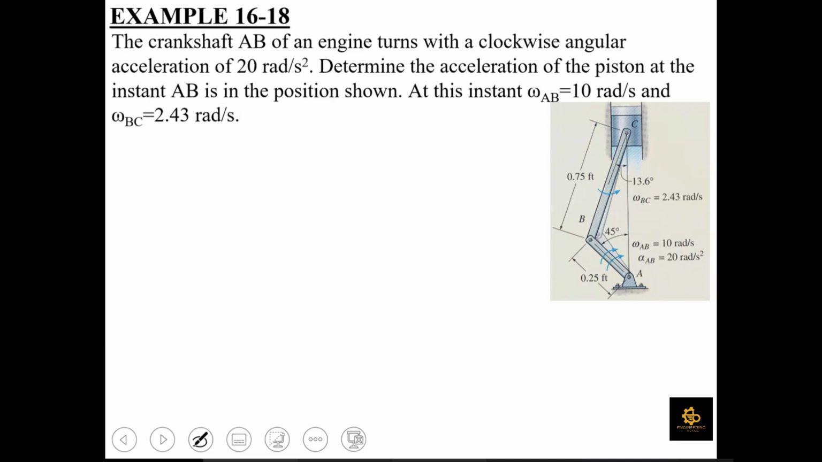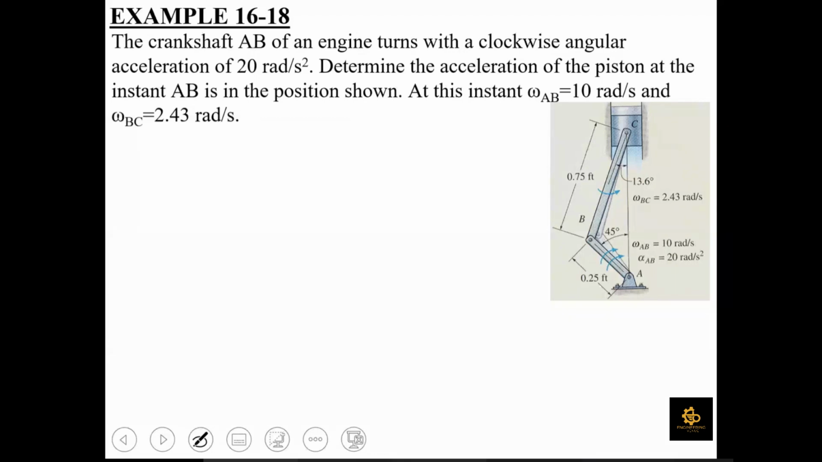Yes, sir. Okay, so what type of motion are these links undergoing? If I talk about piston C, which motion is it? Sir, translating. And what about link AB? Pure rotation, rotation about A. And what about link CB? General plane motion.